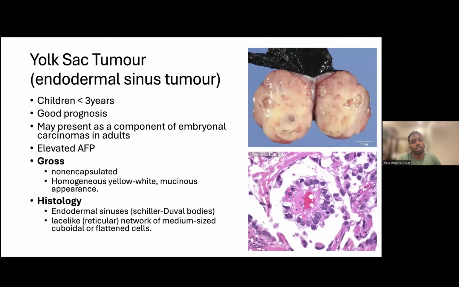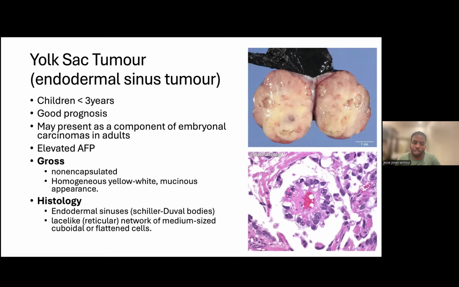And we're going on to the yolk sac tumor, otherwise known as the endodermal sinus tumor. These are usually found in children. They have a very good prognosis and may be present as a component of embryonal carcinomas in adults as well. Of note, they have an elevated AFP, so if you have a very high AFP, it's more likely pointing towards a yolk sac tumor compared to the others.